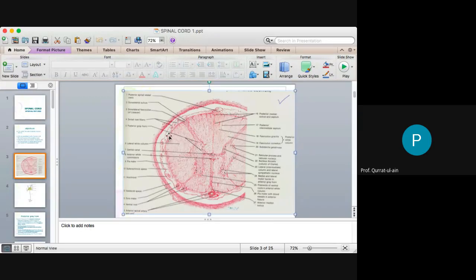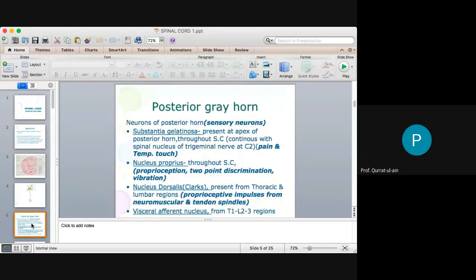The pia mater is the membrane which is immediately surrounding it. Then there is the arachnoid mater, and then there is the dura mater. The neurons which are present in the posterior horn are all sensory neurons, and different types of sensations are carried by these neurons. You have done this. I'll just name and list, and we will discuss these with the different types of the tracts.